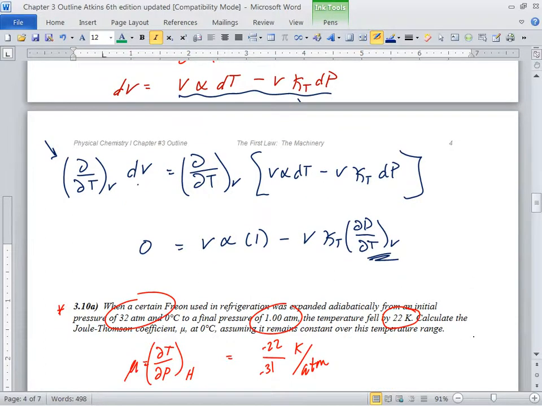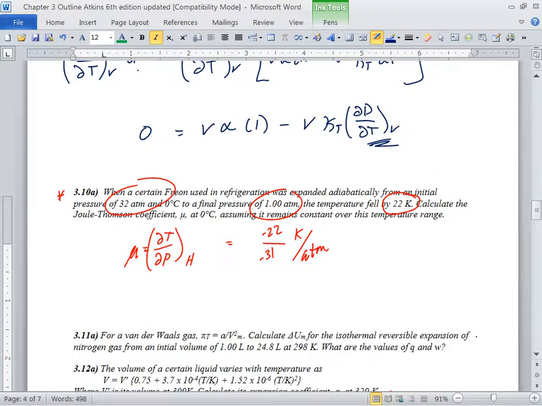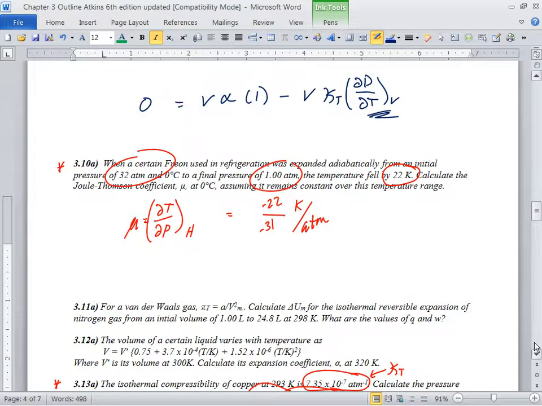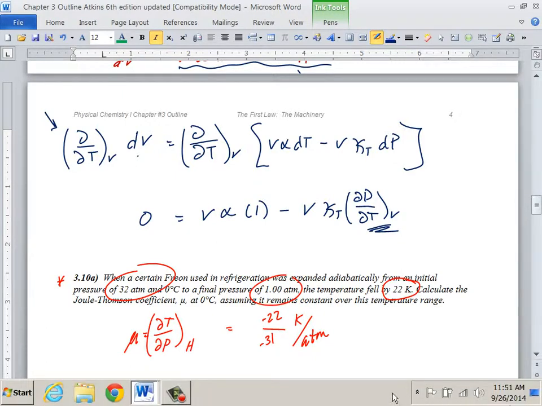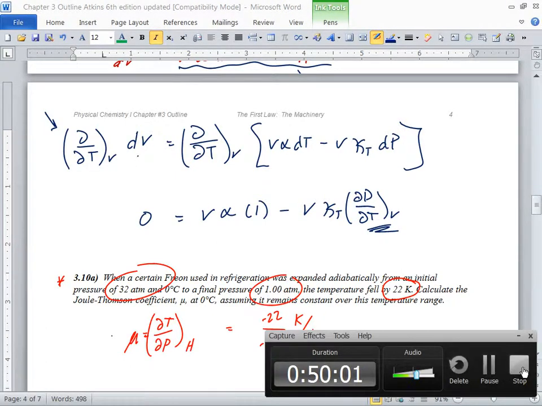Oh, we're out of time. So that's the type of problems that you've got to mess with in Chapter 3. So give it a shot. The exam isn't going to be worth as many points as the other exam.